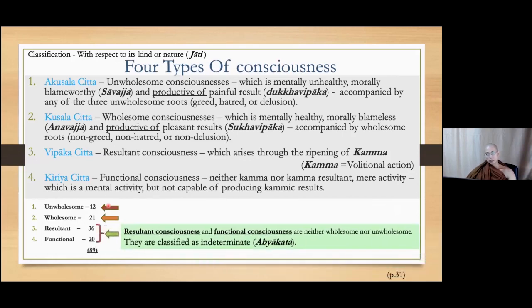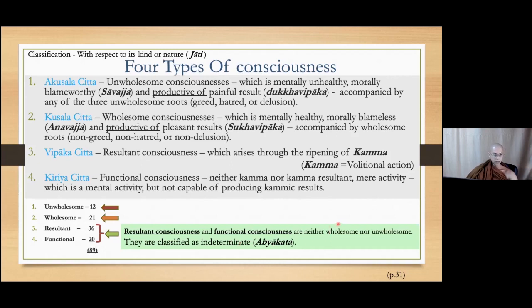So here, if we make two groups from the four classifications, the last two, resultant and functional, are not wholesome and unwholesome. That is why we can make a group of another type, that is resultant consciousness and functional consciousness.